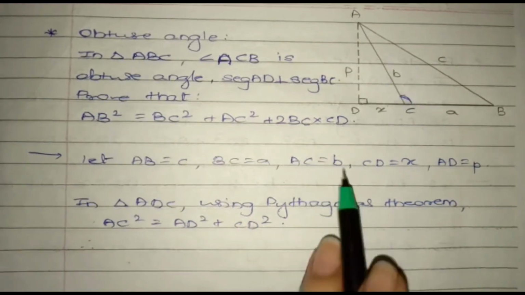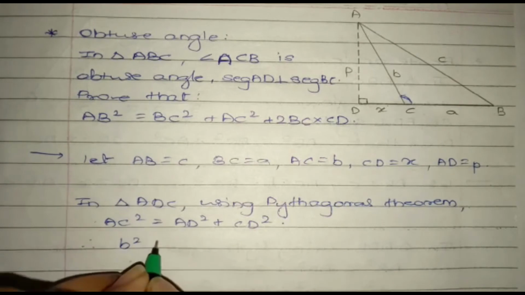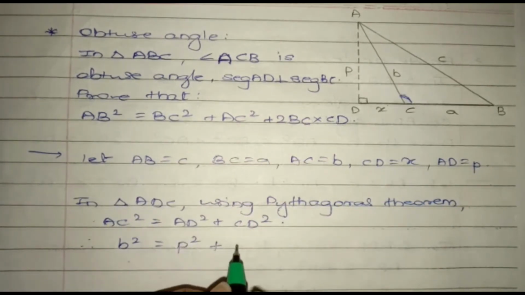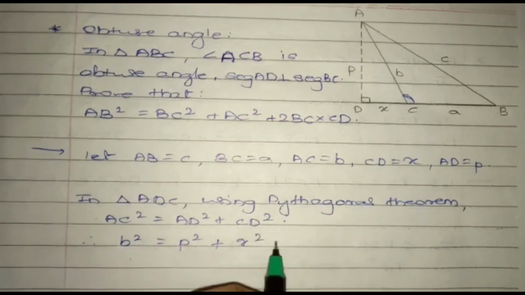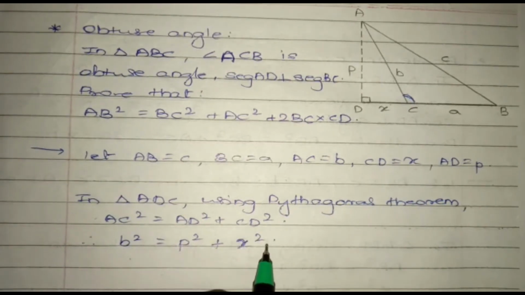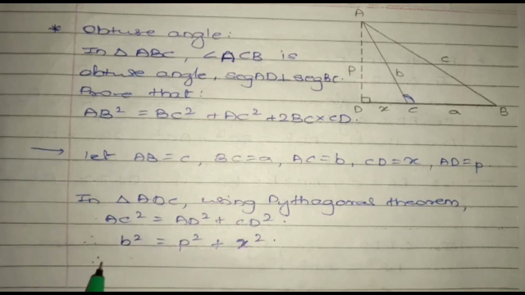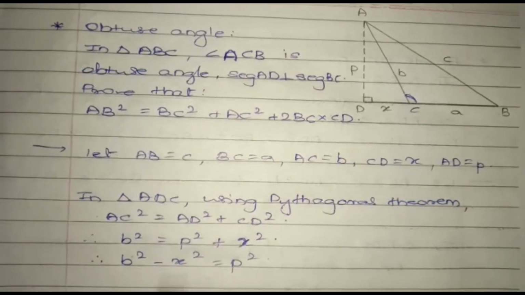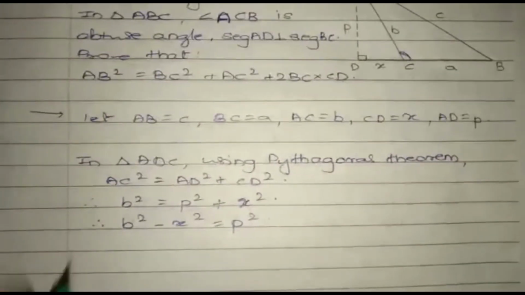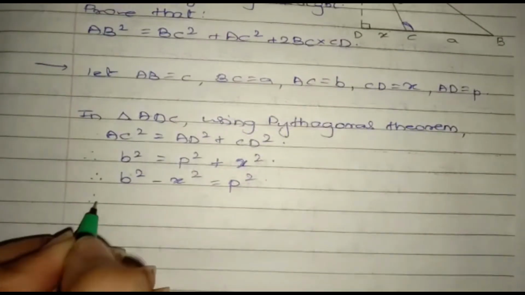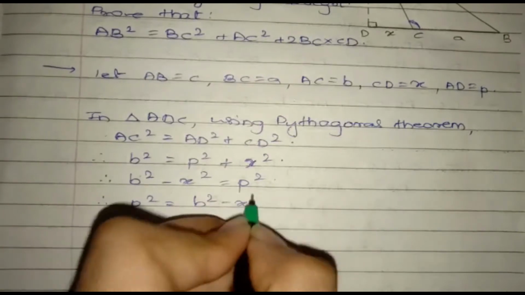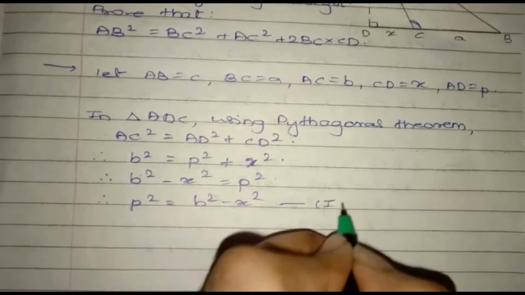What is AC? AC is B, so B square is equal to AD is P square plus X square. Okay. Here also we are going to keep P on one side and take X square on the other side. That is equal to P square. B square minus X square is equal to P square. Therefore, P square is equal to B square minus X square. We will consider this as equation 1.